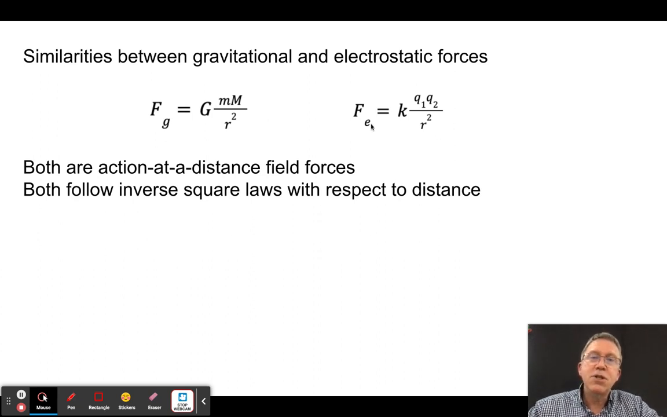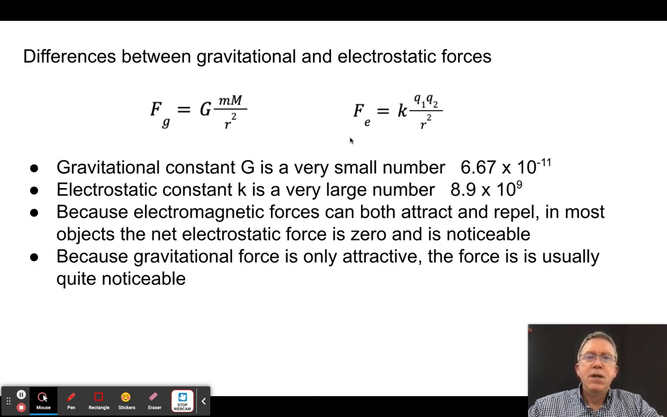But let's look at the difference between G and K. So G is this vanishingly small number, 6.67 times 10 to the negative 11th. So it means that the gravitational force between objects is going to be really small unless there's a whole lot of mass involved. Whereas the electrostatic constant is a very large number, 8.9 times 10 to the ninth, not negative ninth, but ninth. It's an incredibly huge number. And that's why we say that the electrostatic force is the strongest of all the forces.